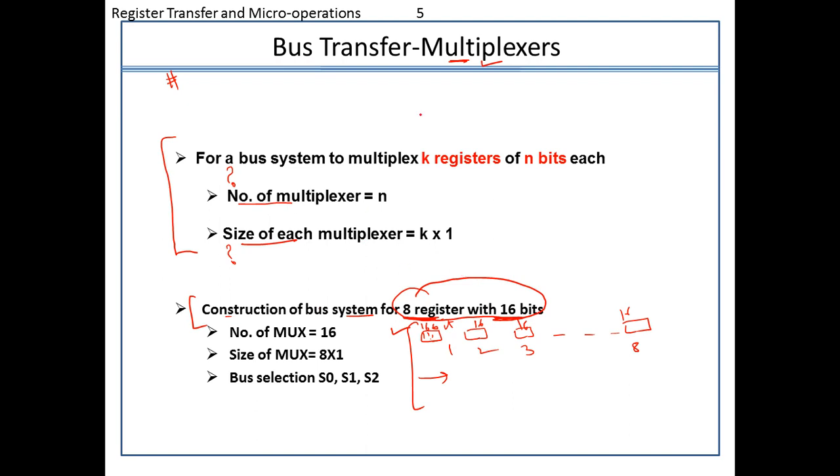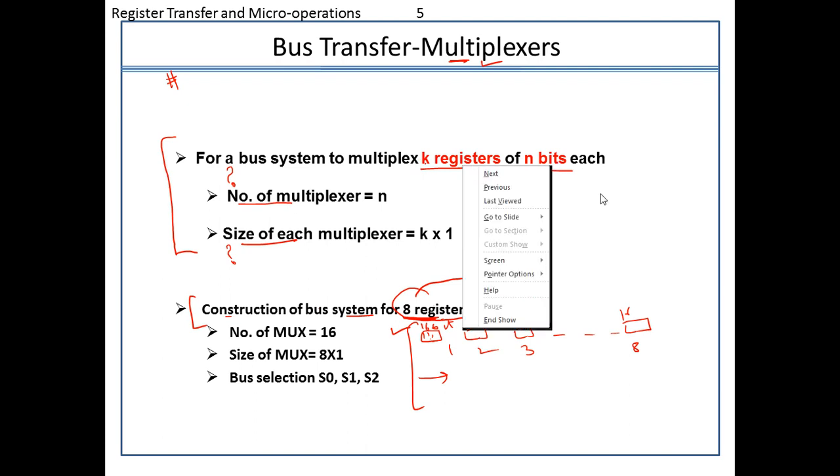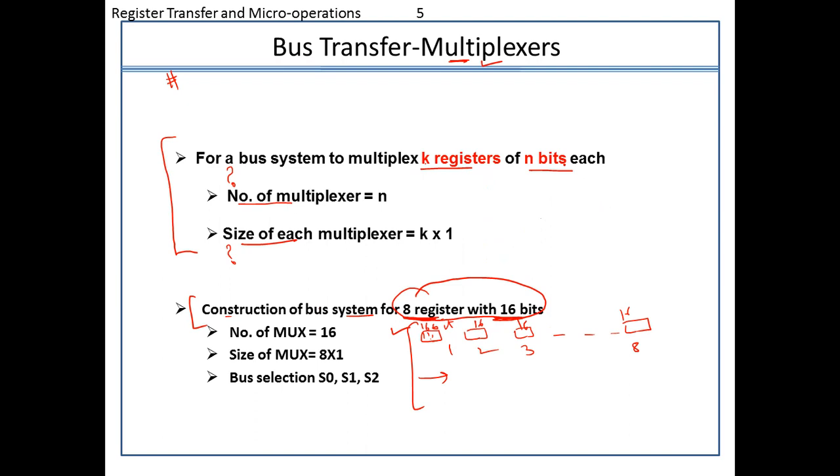So how to do so? The formula is very simple and straightforward. If I have k registers, each consisting of n bits, then the number of register multiplexers required would be n, which equals the number of bits in the register, and the size of each multiplexer would equal the number of registers available.